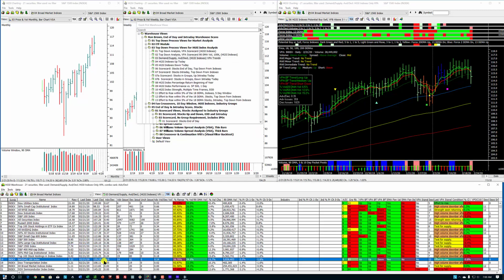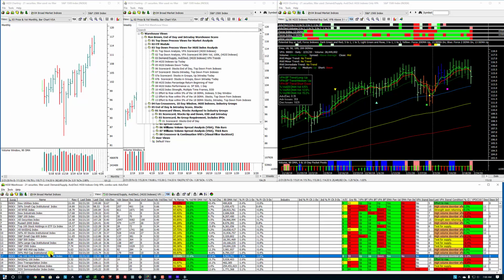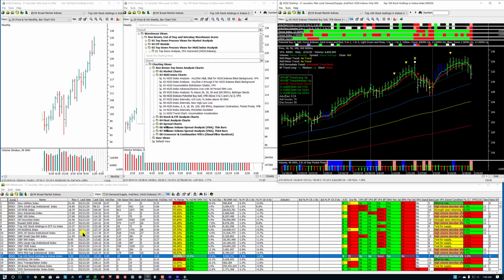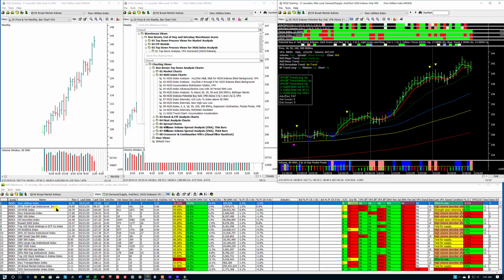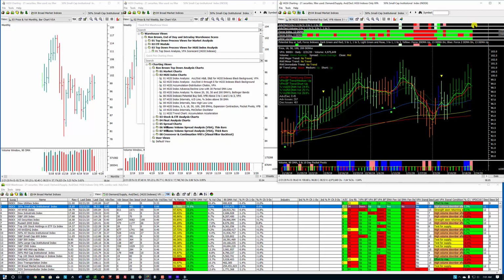Let's go down here to, let's see if I can. These are the top stock holdings in the major indexes, and it did generate a light red sell signal because it was not a 5-to-1 down day, and you can tell that right over here. It would have to get down below 20. It's at 24. So anyway, there's some strength. Let's look to the upside. Here is the utility index. Small cap institutional held up pretty well.